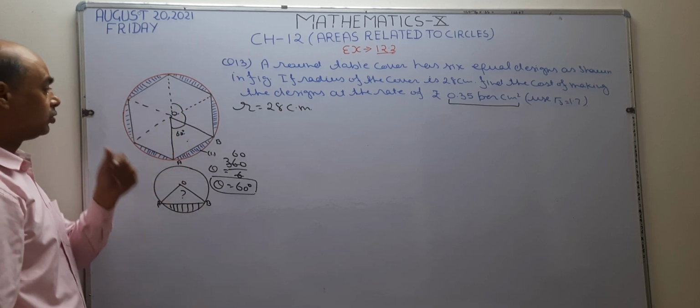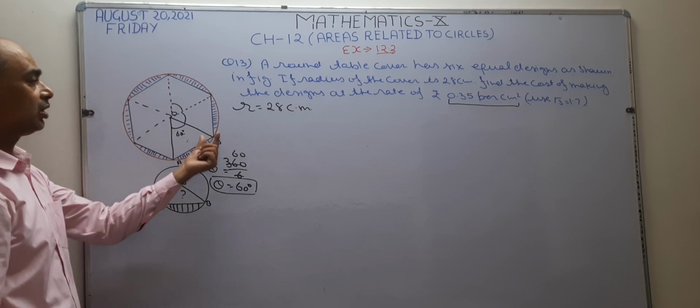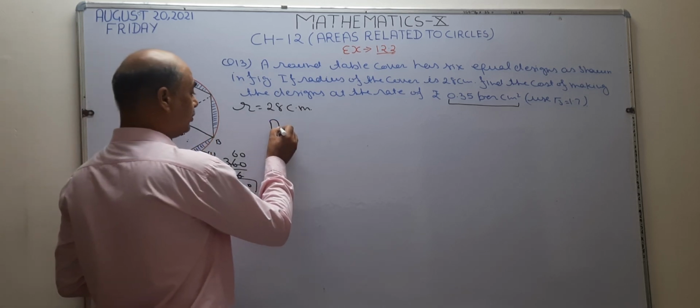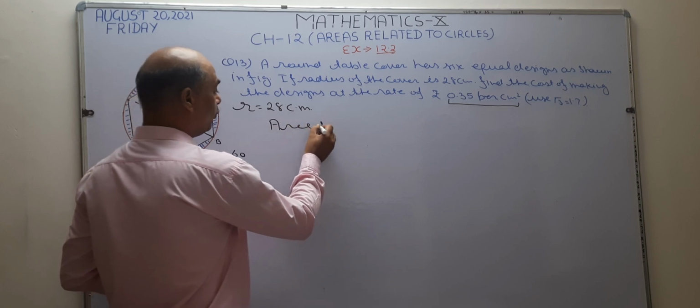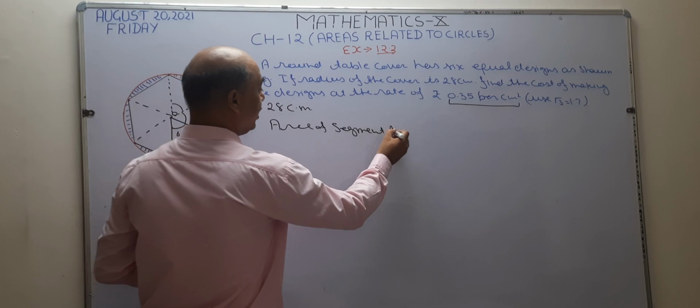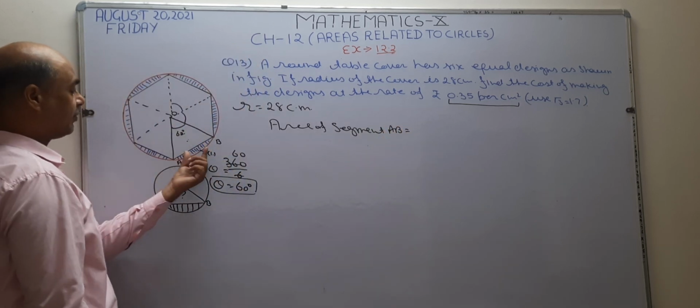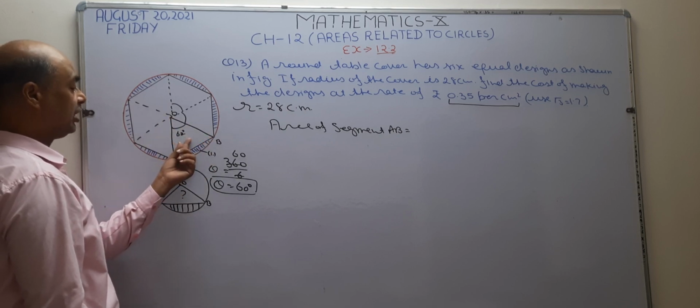Now I want to start my question by finding the area of this minor segment. So I write here area of segment AB. I write here ABC. How do you find the area of this segment AB? Area of sector minus area of this triangle OAB.